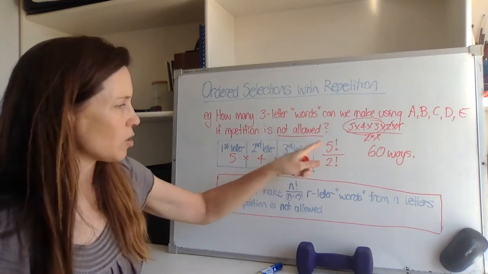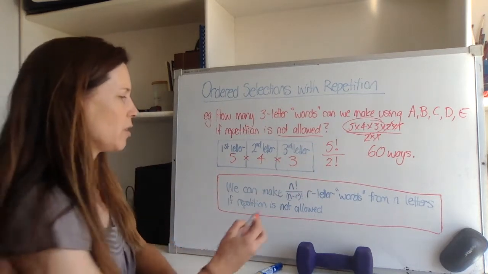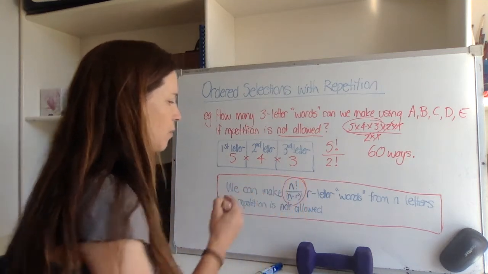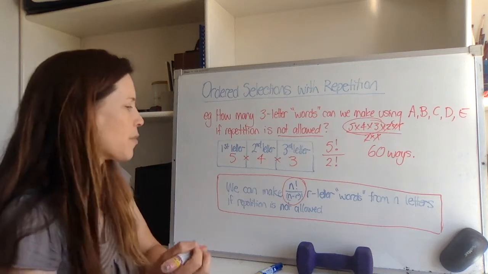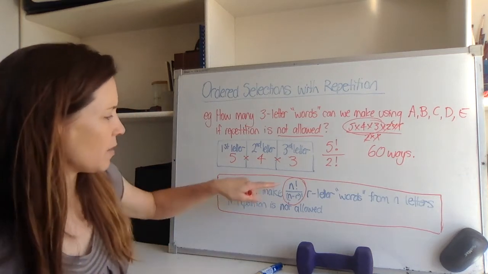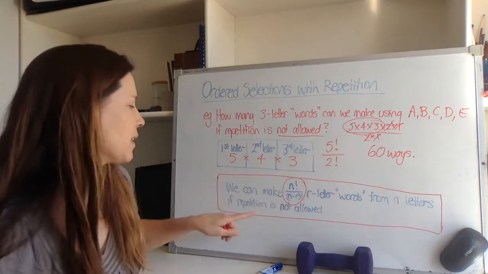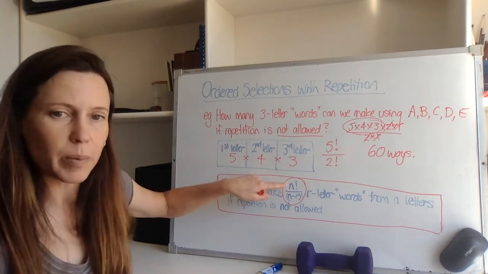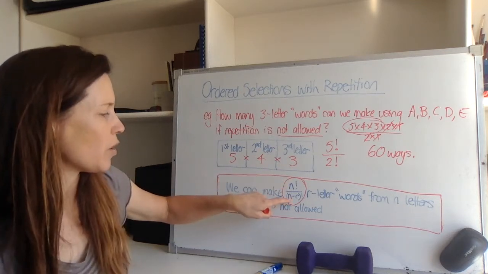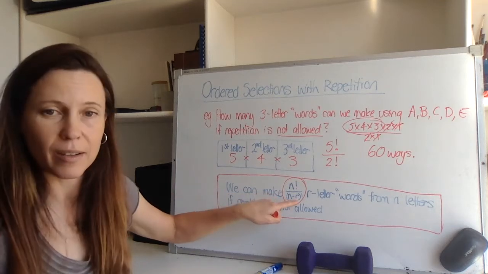Well, 3 plus 2 is 5. So we've got a little formula here that we'll use all the time from now on. And this one is a good one to remember and to know. We can make this many R letter words from N letters if repetition is not allowed. Now we've got N factorial on the top, and on the bottom we've got N minus R factorial.